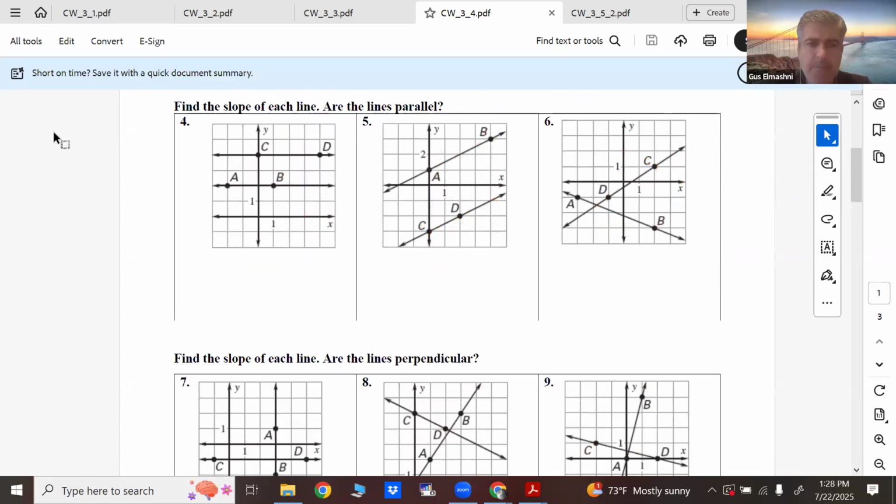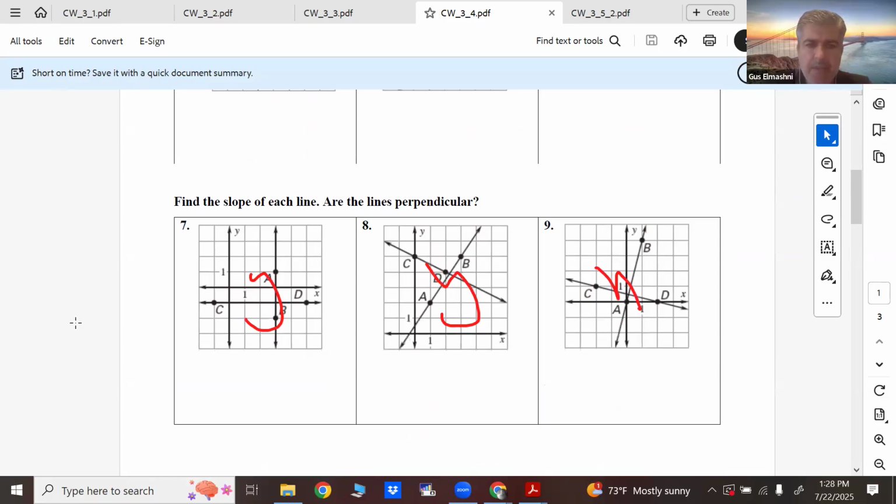Obviously, yes, yes, no. You don't have to calculate the slopes. I think that's pretty obvious. This is probably a no.